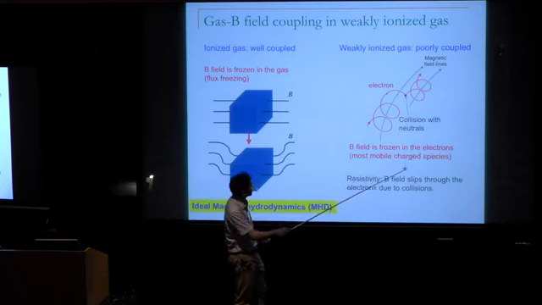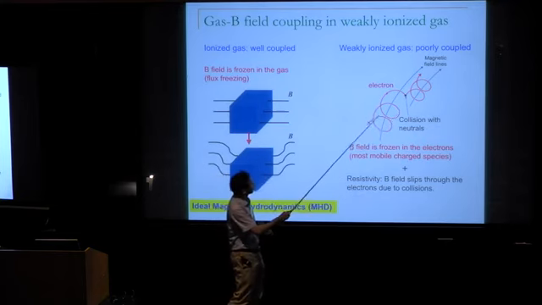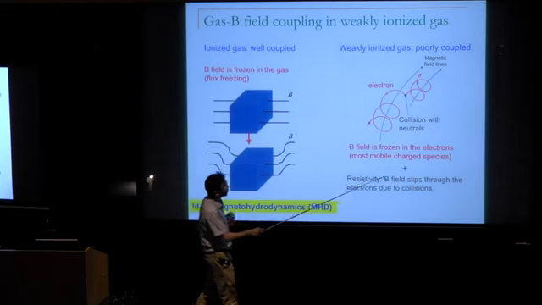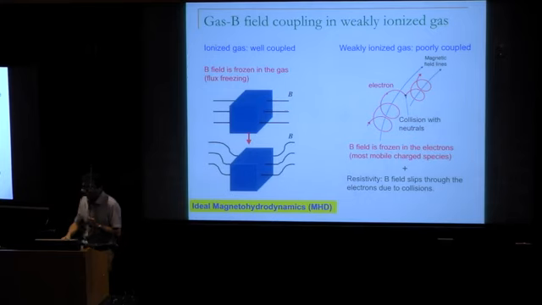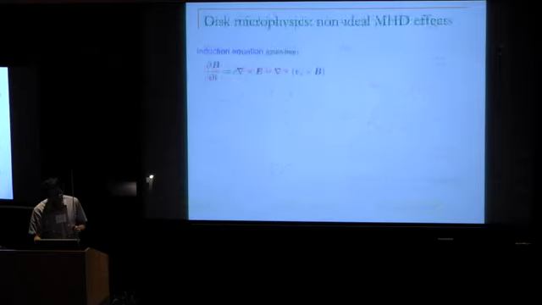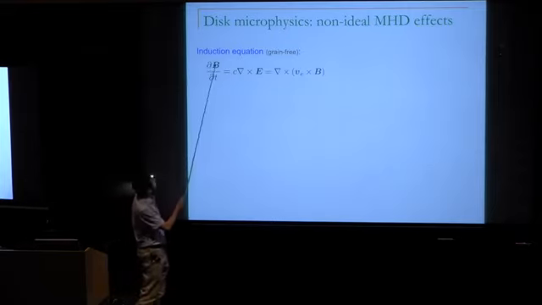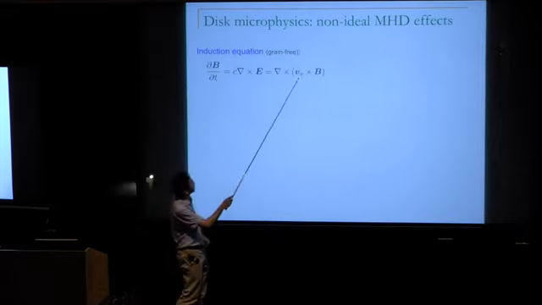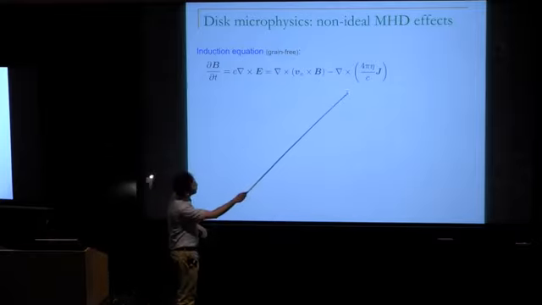And on top of that, because of this electron-neutral collision, the magnetic field can slip through the electron fluid due to these collisions. And these are described by non-ideal MHD. And these are probably the only equation that I'm going to show. The way to describe this non-ideal MHD effect is you just look at the induction equation. Here, in the non-ideal MHD regime, magnetic fields are only frozen to the electrons. Plus, electrons can collide with the neutrals, that gives you this dissipation term, this is the resistivity.